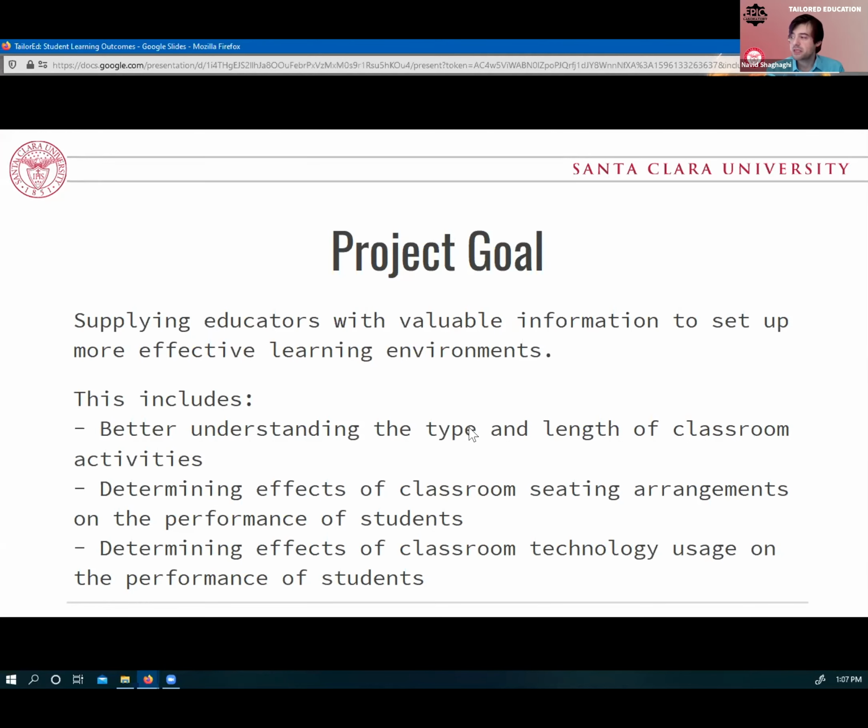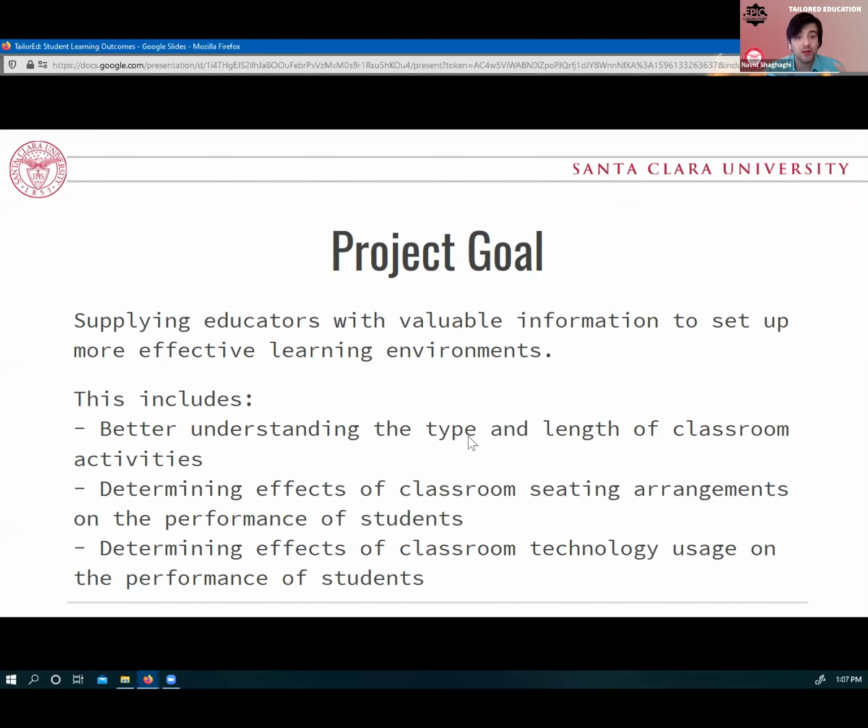So the process basically includes us trying to understand and categorize the different types of activities that are happening in a class, not the ones that are reported in the syllabus, not that say, oh, we're going to try to have this much discussion. We want to know how much discussion exactly did happen in this particular course so that we can actually use that data in the analysis.